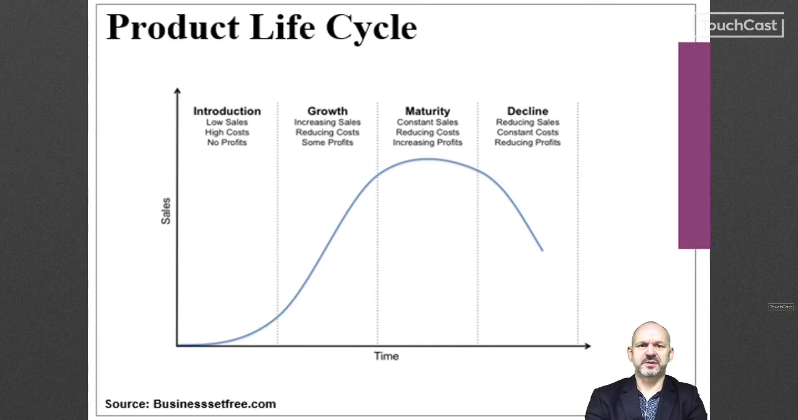Stage 2 is the growth phase, and here, if the market decides it wants a product, sales increase and unit costs decrease because of economies of scale. If this continues, the product starts to become profitable at sales above the break-even point.